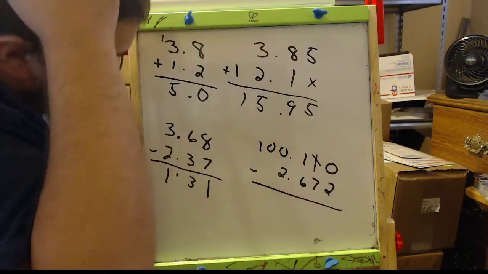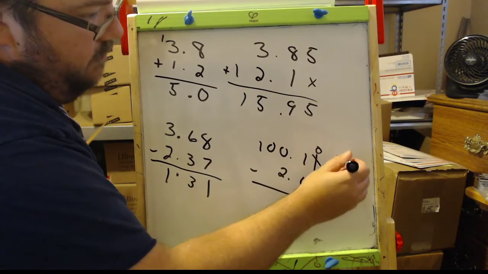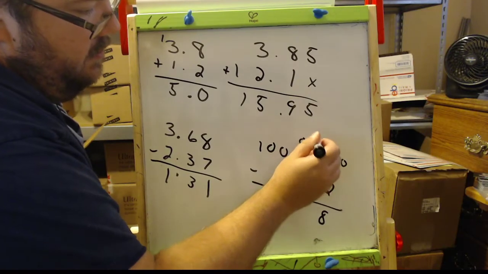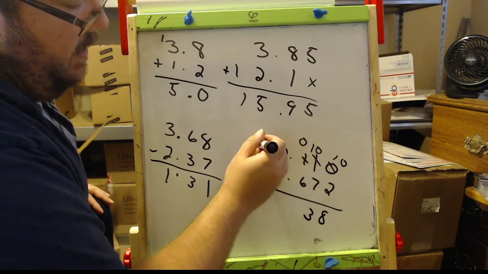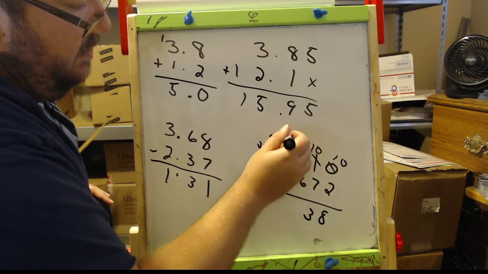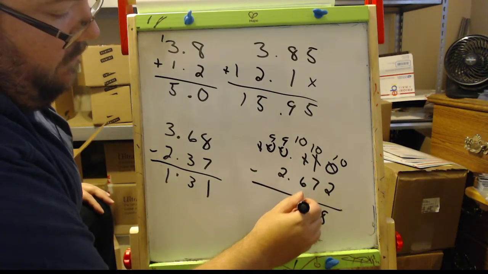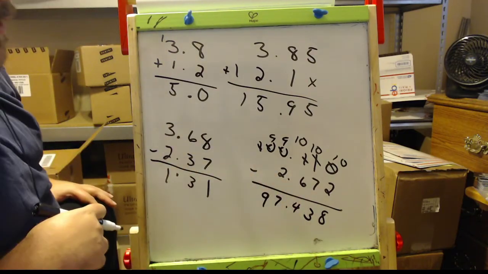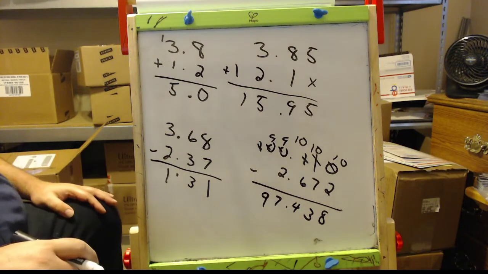Make this a 0. Borrow. 10 minus 2 is 8. Borrow again. 10 minus 7 is 3. Can't borrow here. We got to kind of borrow here, then borrow here. So this will be a 9. This will be a 9. This will be a 10. All right, so 4, then 7, 9. 97.438. Now, if I add these two numbers together, I should get this top number here.